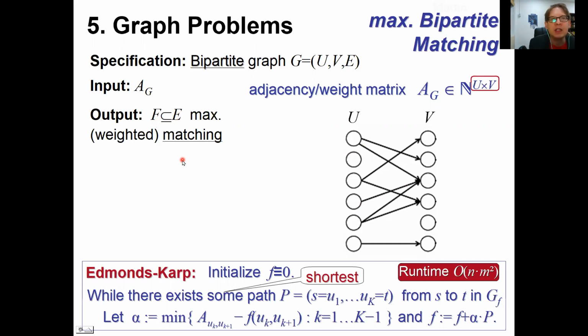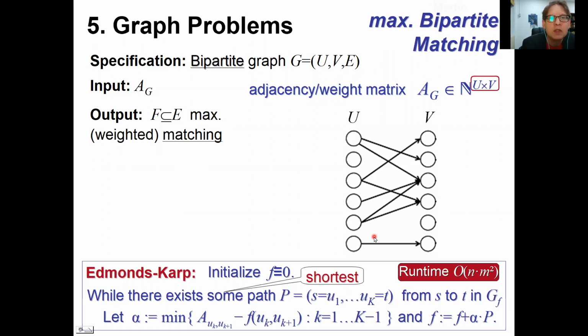And that already indicates that a naive algorithm might try all possible subsets of edges, but there are, of course, exponentially many such subsets. That's the power set of the original edge set. So a naive algorithm is infeasible, is not efficient. Instead, we're looking at a more efficient algorithm.